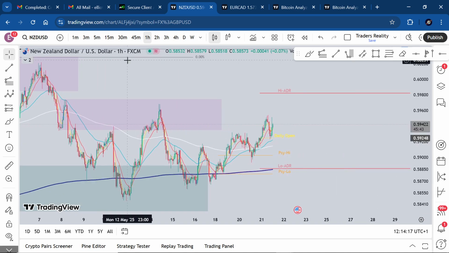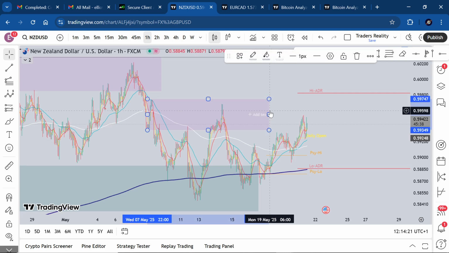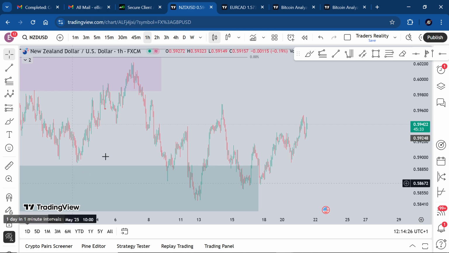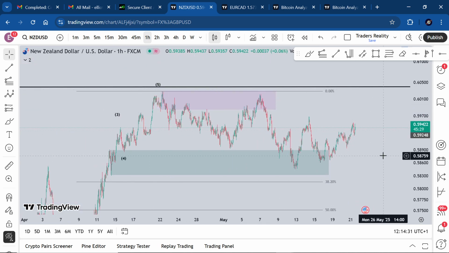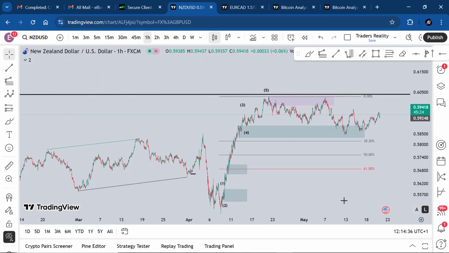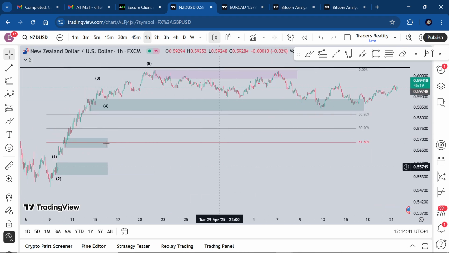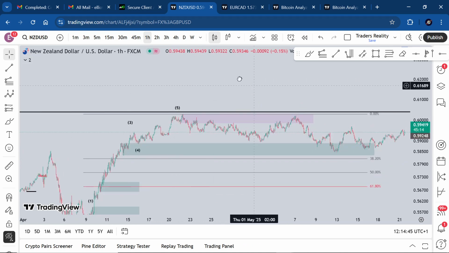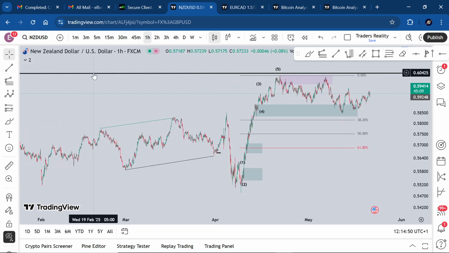GBPUSD. As for NZDUSD, we have a quick look at this. I do have to kind of go take these indicators off. Okay, potentially we're in a 4 or B, you know. Depends if you want to say 1, 2, but that 4 is extremely long in comparison to the 2. So I don't really like to count this like that. So realistically, all I know is we've got a big impulse move up that broke structure to the upside.